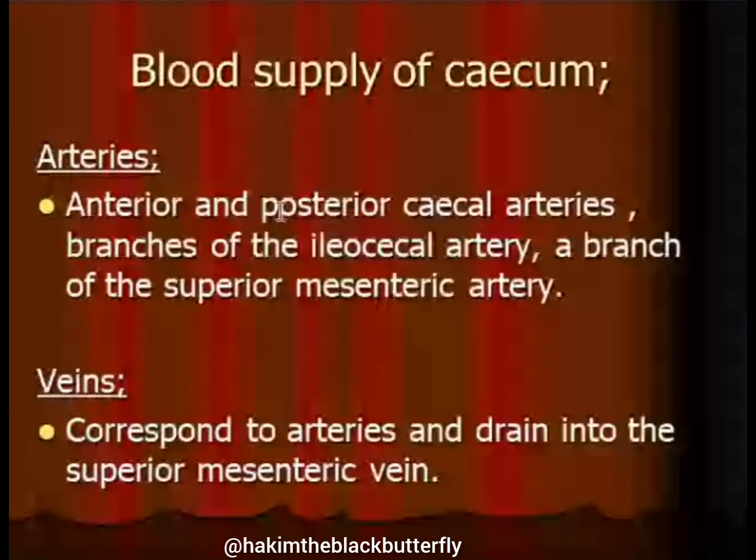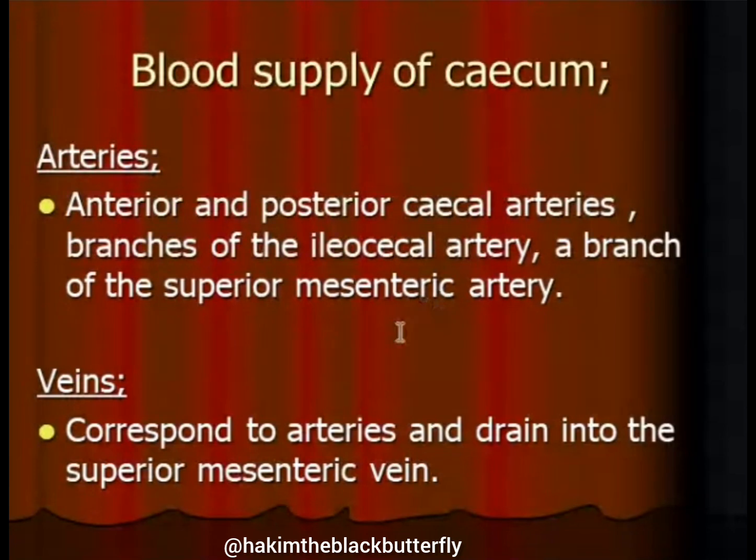They are branches of an artery known as the ileocecal artery, because this ileocecal artery supplies branches to the ileum and the cecum. That's why they call it the ileocecal artery. So the anterior and posterior cecal arteries are branches of the ileocecal artery. This ileocecal artery in turn is a branch of the superior mesenteric artery. And the superior mesenteric artery in turn is a branch of the abdominal aorta.